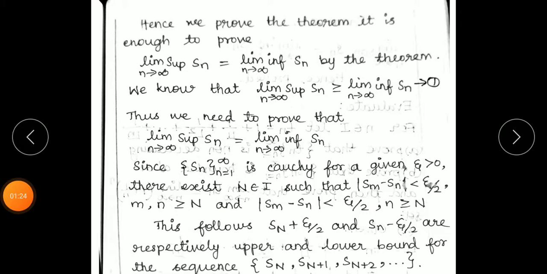Since Sn is a Cauchy sequence, for a given epsilon greater than 0, there exists N belonging to I such that modulus of Sm minus Sn is less than epsilon by 2, where m, n are greater than or equal to N. So this follows that Sn plus epsilon by 2 and Sn minus epsilon by 2 are respective upper and lower bounds. Now, for the sequence Sn, Sn plus 1 and so on, by the limit superior, this implies Sn minus epsilon by 2 is less than or equal to GLB of this term, which is less than or equal to LUB, which is less than or equal to Sn plus epsilon by 2.